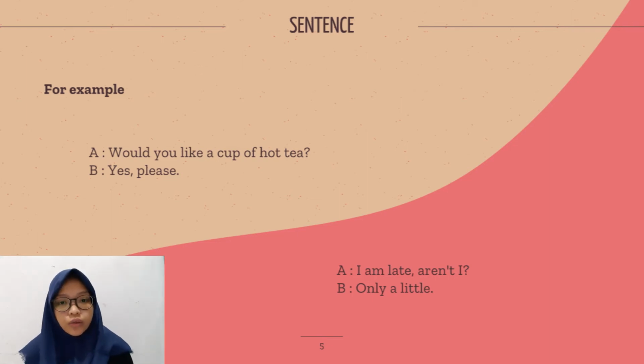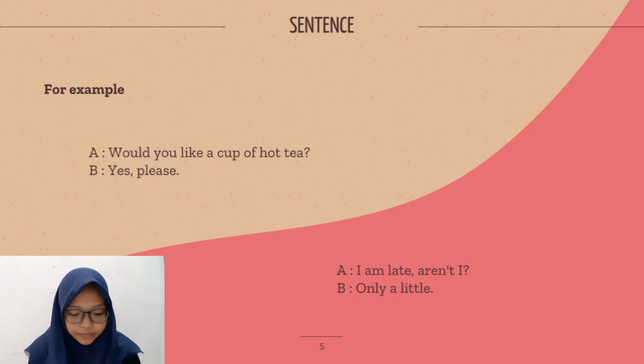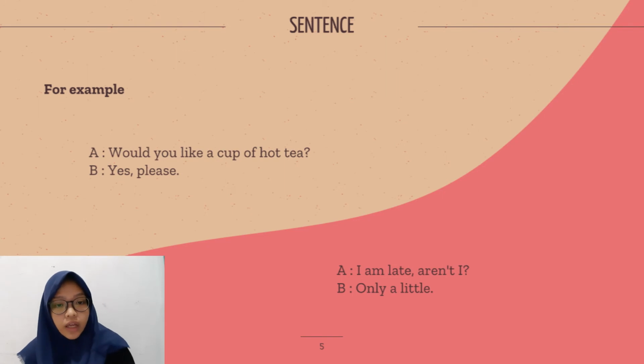Now I'm going to explain more about the sentence. Look at this example. Would you like a cup of coffee? Yes, please. I'm late, aren't I? Only a little. These replies are not sentences. Why is that? Because they don't have a subject or verb. However, they function as sentences. Now it is evidently proven that spoken English lacks grammar in places, but it is meaningful and correct.